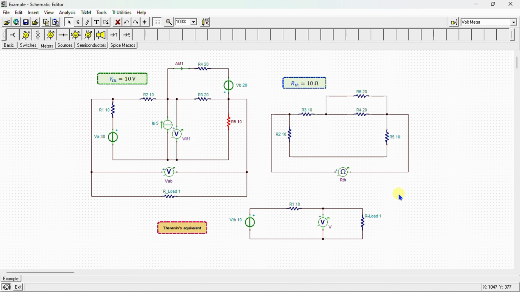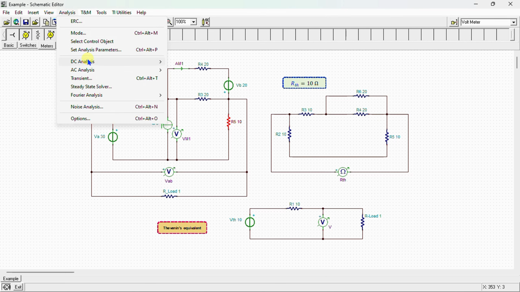Our network consisting of resistors R1, R2, R3, R4, and R5, an independent current source IS, and independent voltage sources VA and VB has been drawn in the SPICE simulator. Next, I will connect a load to both the original circuit and the equivalent Thevenin circuit and simulate their behavior.